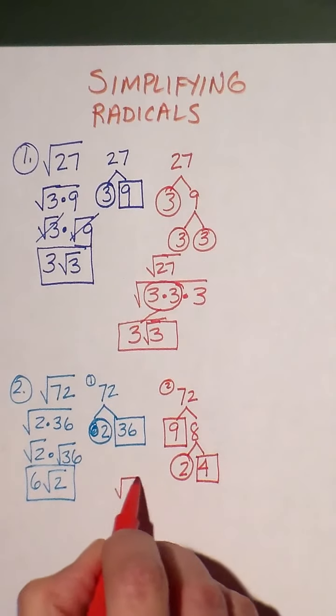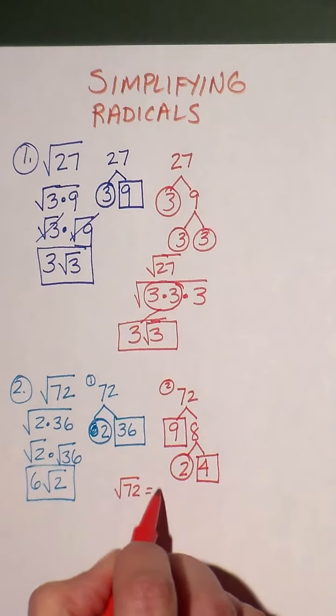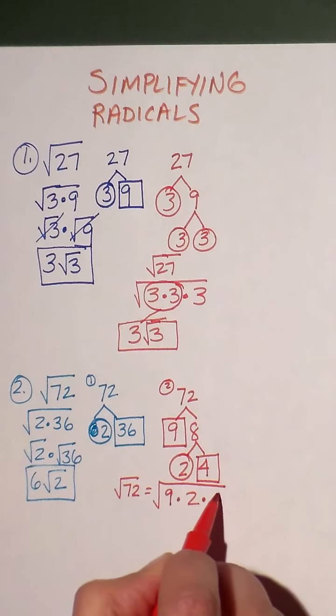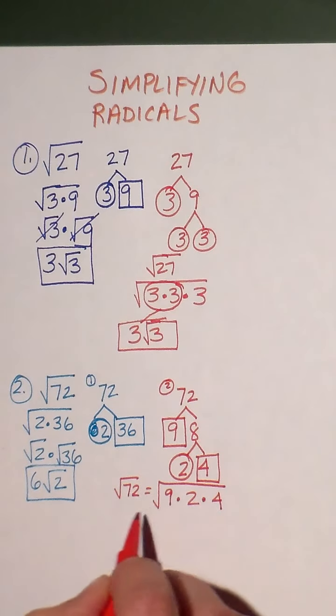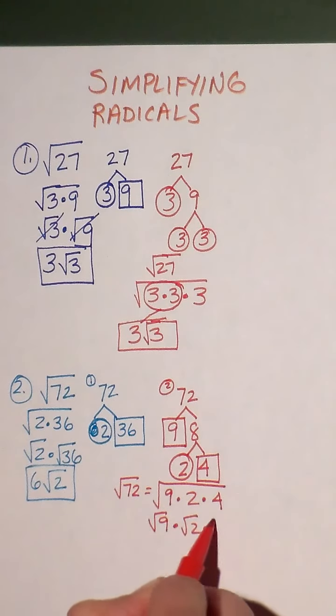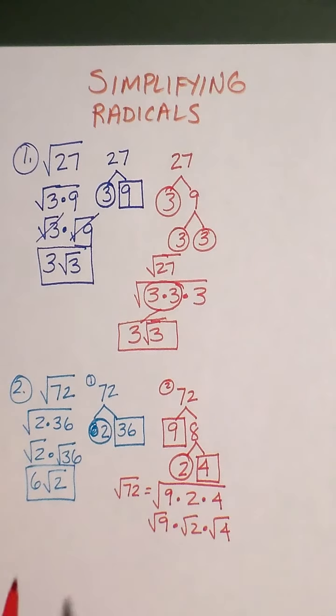So the square root of 72 can also be written as the square root of 9 times 2 times 4. I can break that up into the square root of 9 times the square root of 2 times the square root of 4. What is the square root of 9? 3.